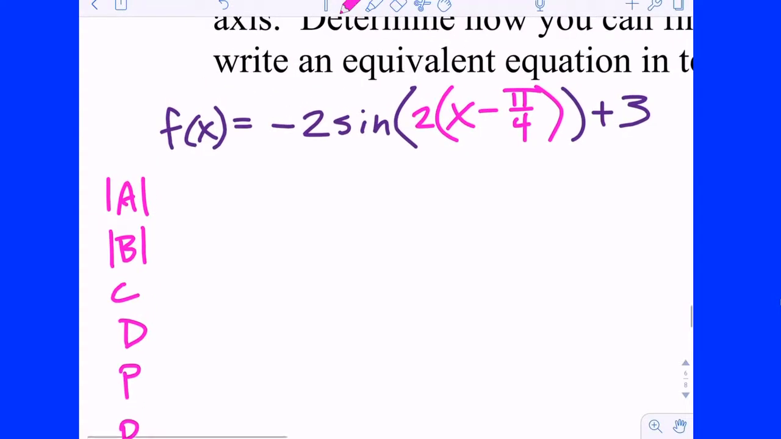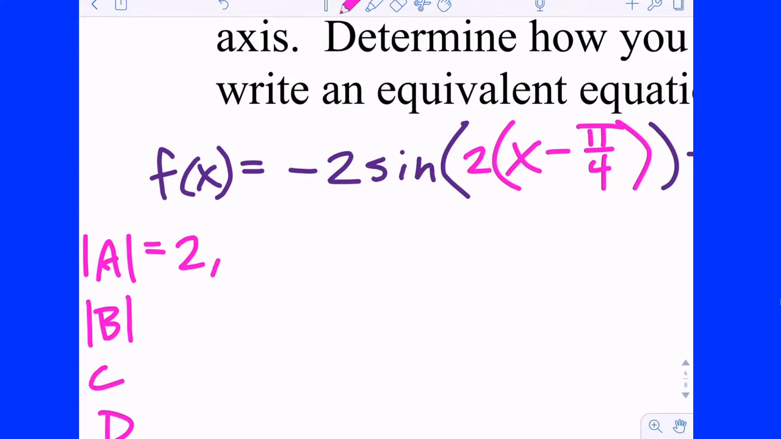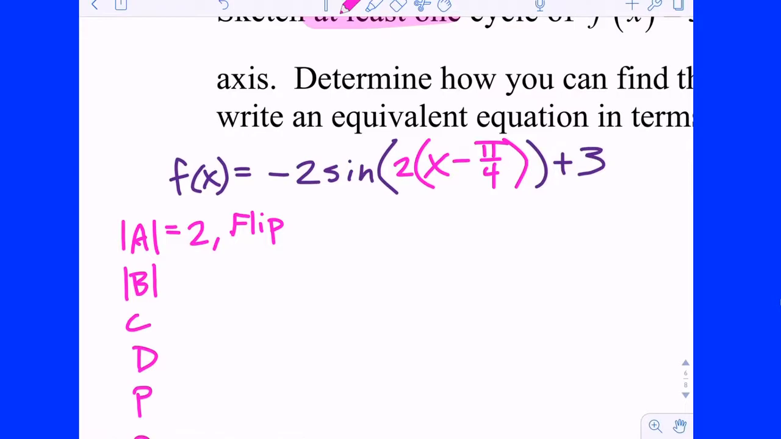So the absolute value of A is the amplitude, which is 2. Now here's where you're going to make a note to yourself. The A value is negative, which means we're going to be reflecting it across the what axis? We learned yesterday that the easy way to do that with sine and cosine is just to do what with your highs and lows? Flip them, right? So you flip your highs and lows. So there's a note to yourself to do that.